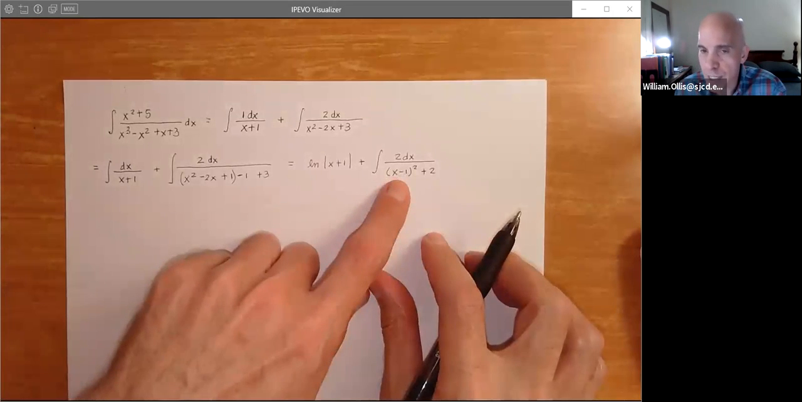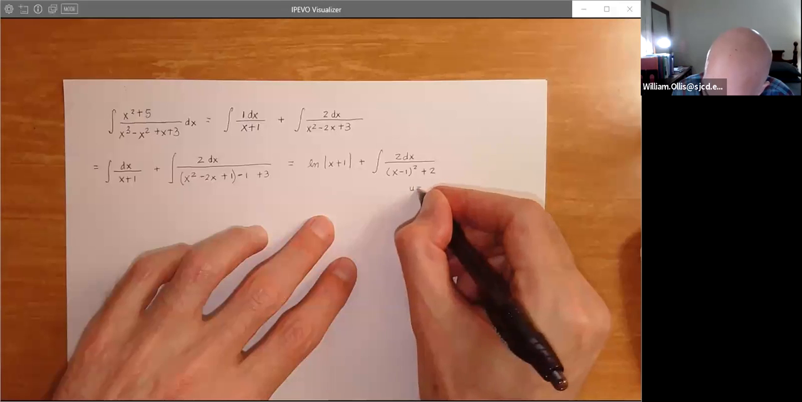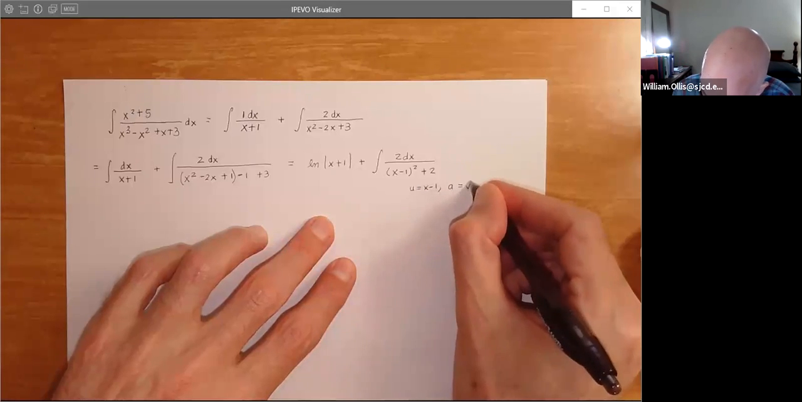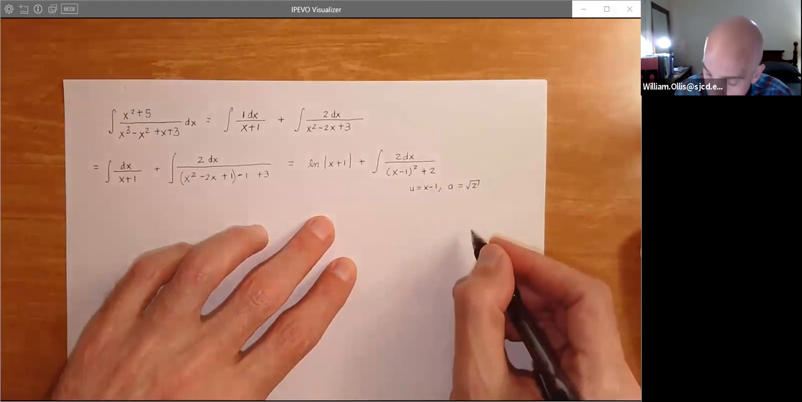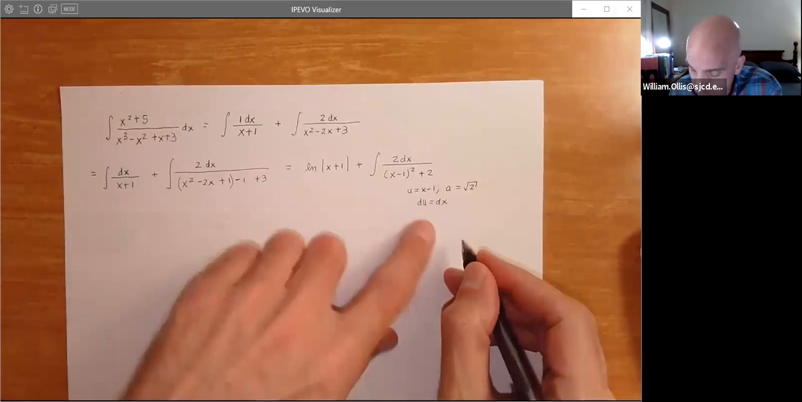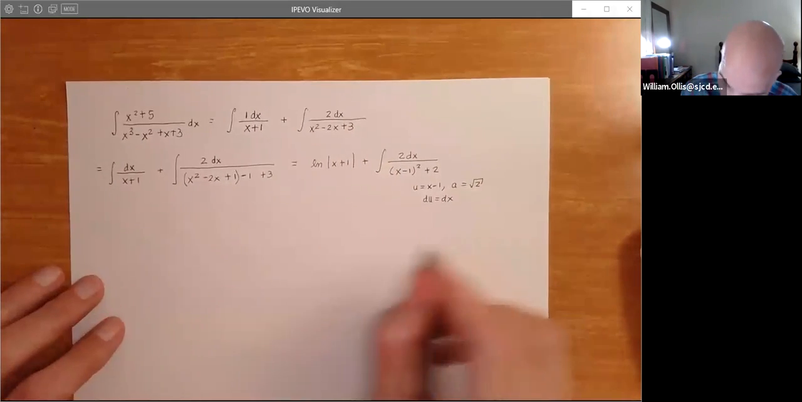So now this is just the inverse tangent form. So if you look at this, we have u equals x minus 1. And of course, a is the square root of 2. We write 2 as a perfect square. And of course, du equals dx. So no work is done here. The 2 is just hanging out. So we're stuck with it.